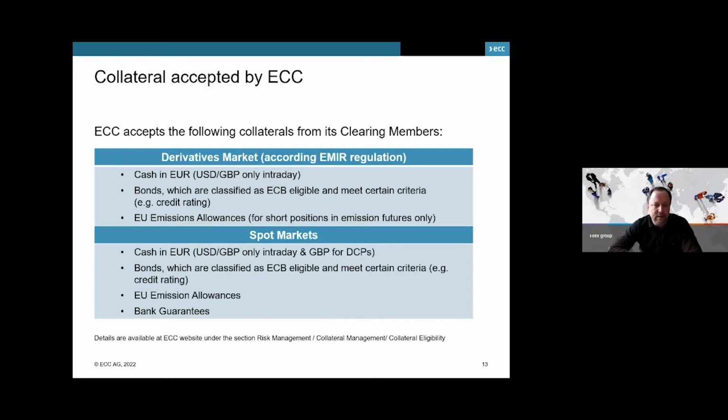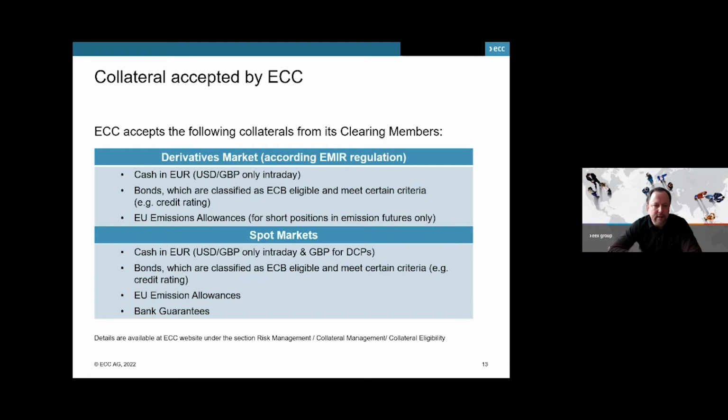We accept bonds from our clear members, which are certified and classified by the European Central Bank as eligible and which meet certain criteria, for example, a credit rating of the issuer. And this is now new. We also accept EU emission allowances as margin credit, but here also in line with the EMIR regulations, only for short positions in emissions futures. So EMIR states here the underlying commodity could be used as collateral.